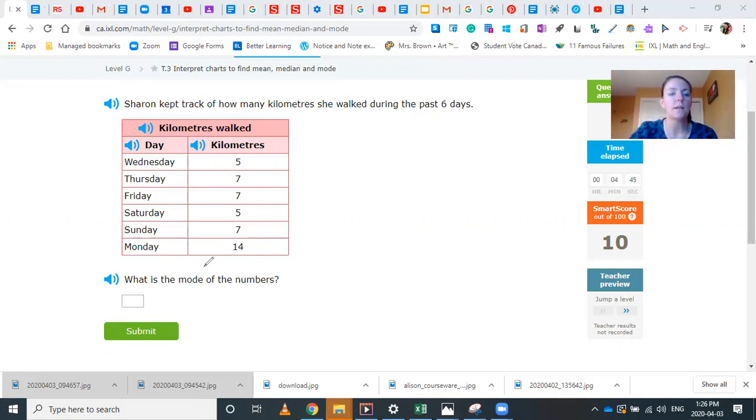All right, what is the mode of the numbers? So remember, mode, it rhymes with most. So the one that comes up the most often. So we've got a 5, we've got a 5, so we've got 2 5s. We've got 7, 7, and 7. There are 3 7s, and we've only got 1 14. So the number that comes up the most often here is 7. So the mode of the numbers is 7.